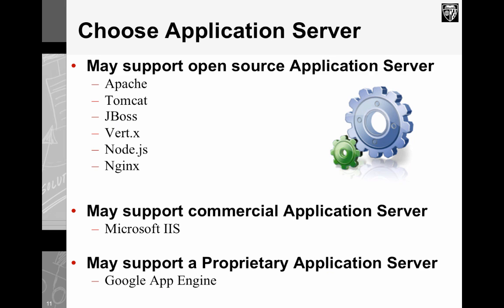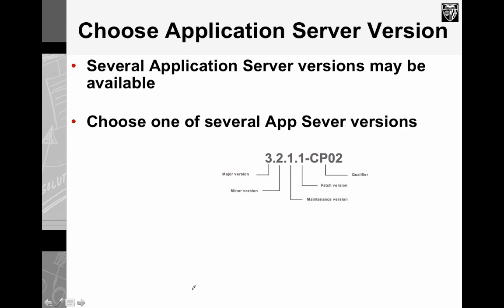An application server vendor may support open source application servers such as Apache Tomcat, JBoss, Vert.x, Node.js, and Nginx. They may support commercial application servers like Microsoft IIS. They may even support a proprietary application server like the Google App Engine. A cloud application server vendor may allow you to choose application server version. For example, they may offer several versions of an application server, and you may be able to choose one of several app server versions for your environment.